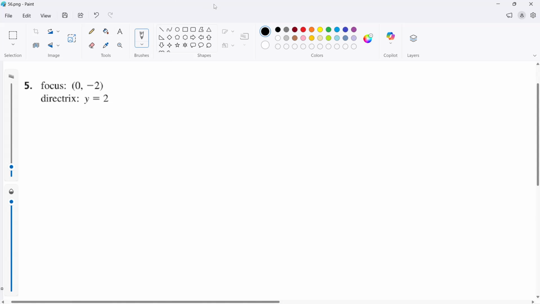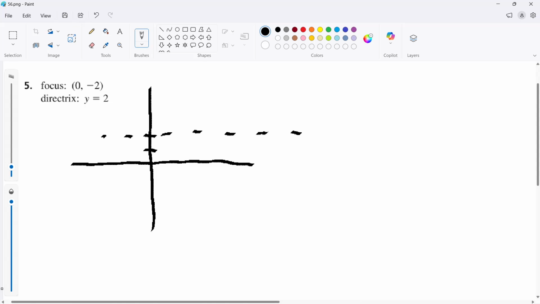I'm going to write this or draw it so you can see the situation. Here's my coordinate plane. My directrix is at y equals 2. So it's a line at y equals 2. It goes on forever. Any point on that line is on the directrix. So I'll just put little d for directrix. Then here's my focus, (0, -2).